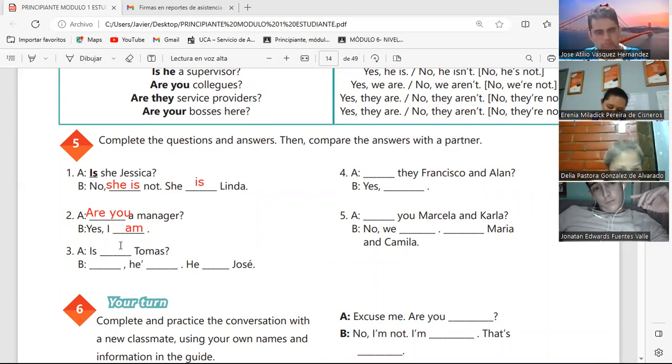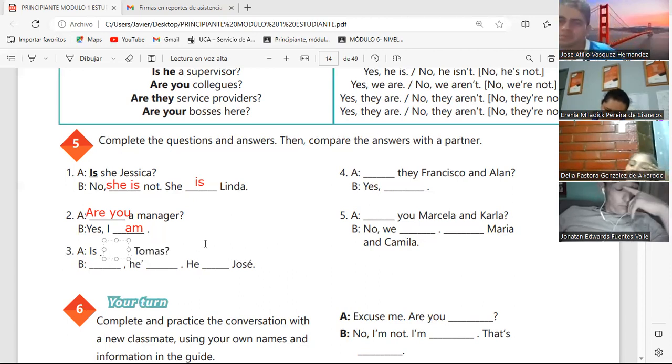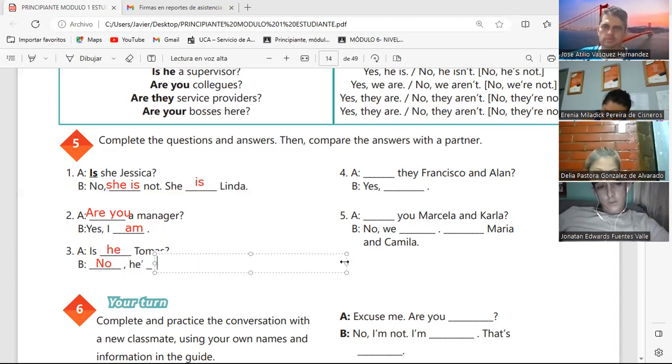Yes, I am. Ok, number three, please. ¿Quién sigue? Ingrid, right? Ingrid, please, number three. Is she, is he, is they? Is he Tomás? Is he Tomás? Negative, right? Yes or no? No. No, he isn't, right? Bueno, aquí tiene una contracción, mire.